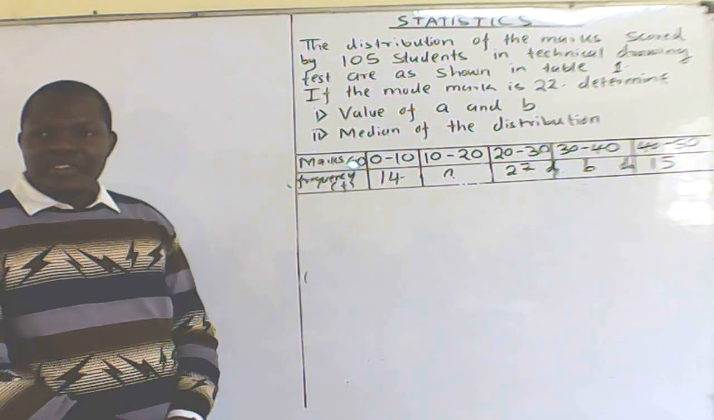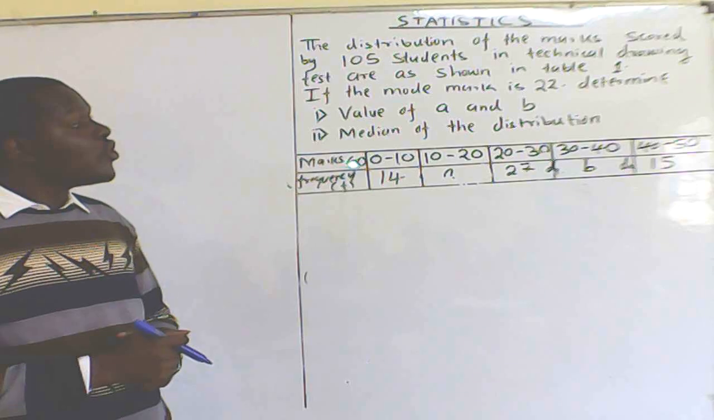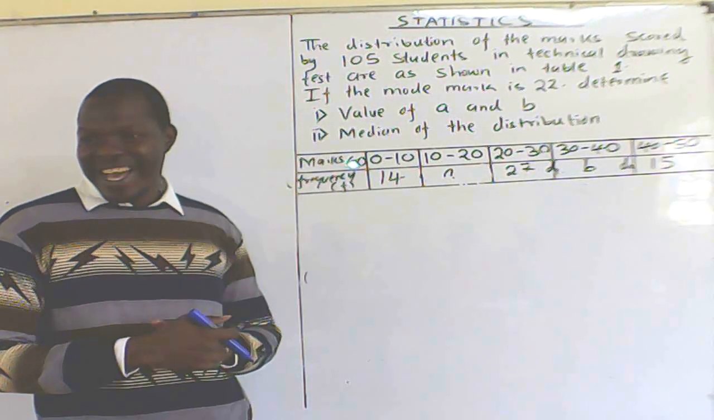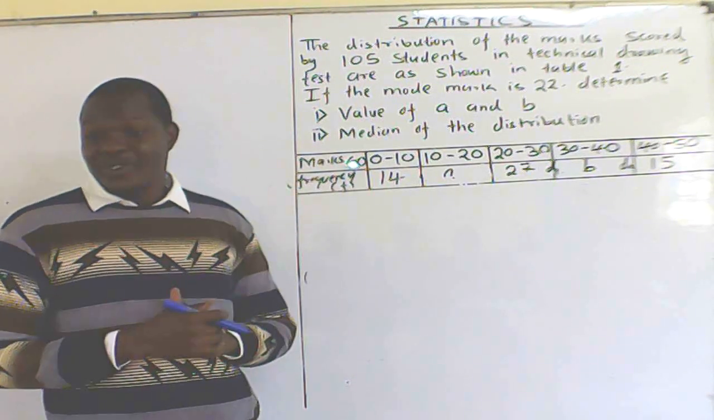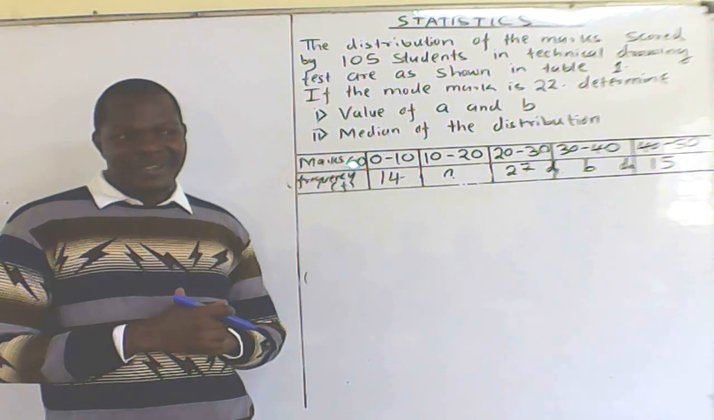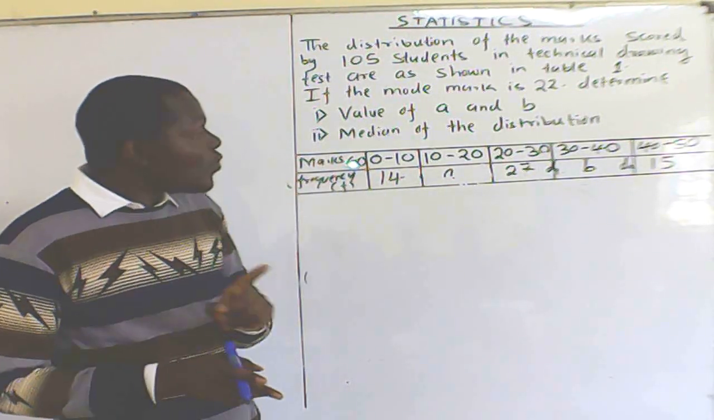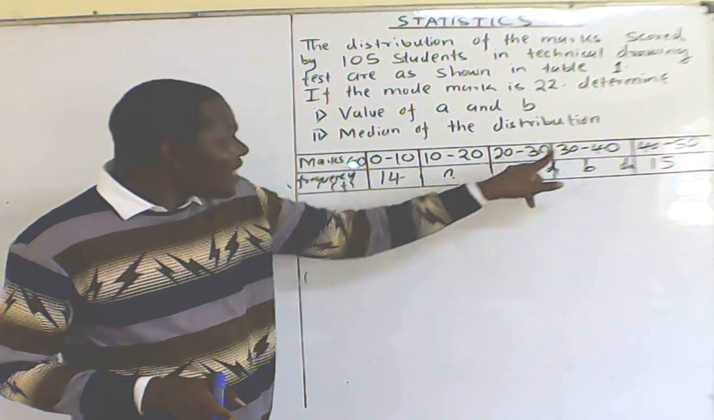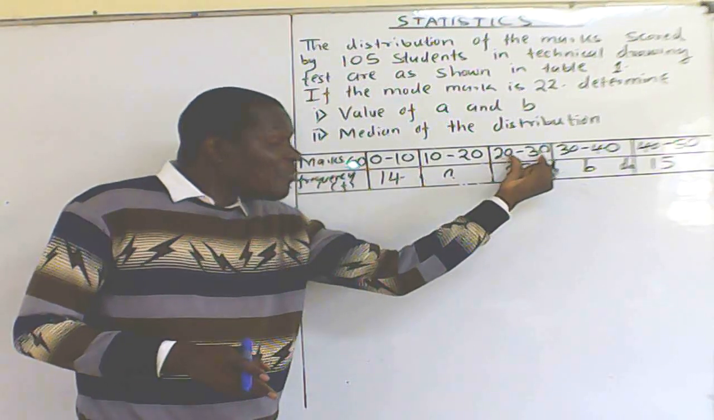Now, if you are told the mode mark is 22, then it is very simple. You check which class 22 lies in. Have you seen that? So which class is 22 in? You use the class limits. 22 is between 20 and 30, because the limit here is the average of 20 and the limit here is the average of 30. So 22 is in the class from 20 to 30.